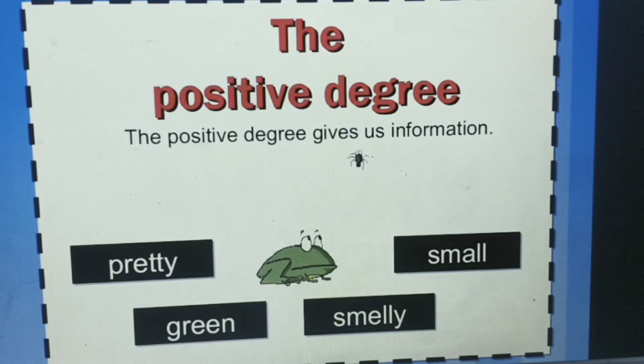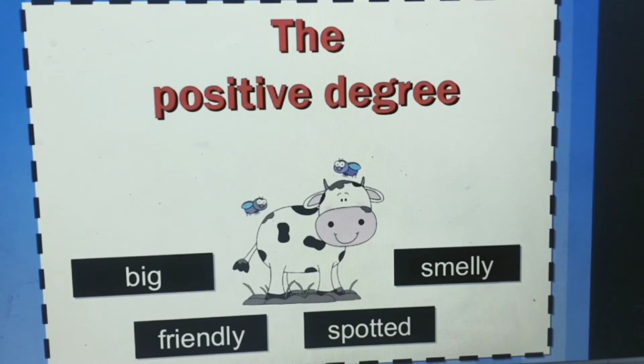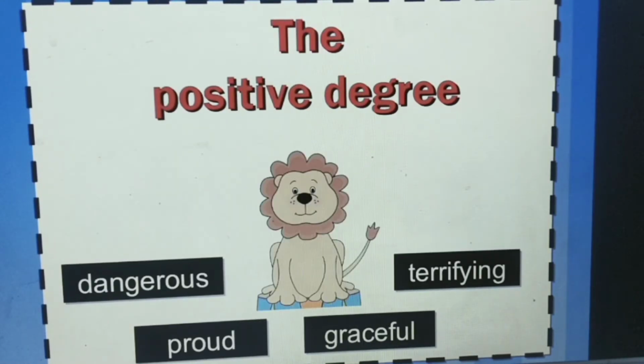Positive degree: pretty, small, green, smelly. Some more examples: big, friendly, spotted, smelly. Dangerous, terrifying, proud, graceful.